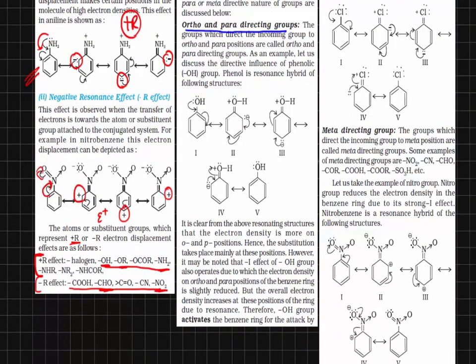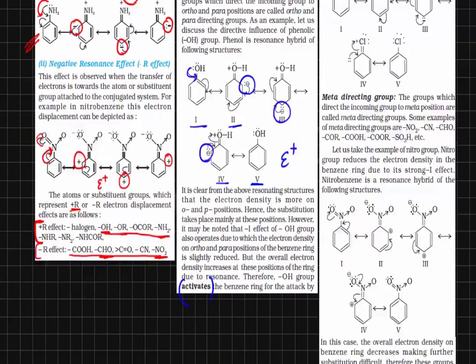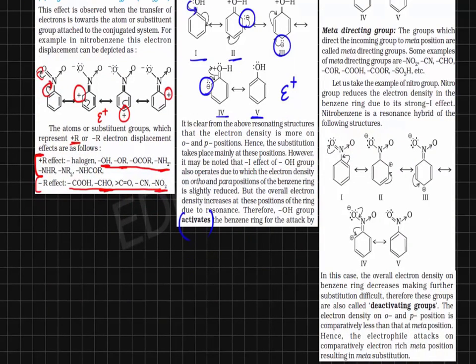Now, look at the example of ortho para. They have given the example of phenol. This gives electrons, so negative at ortho, then para, then ortho, then back. Look at structures 1 and 5, they are similar. Likewise, structures 2 and 4, left and right, this is the only difference. Now, because the ring is electron rich, the electrophile will easily attack. So, these are activating. So, they have written they tend to activate. I hope this is clear.